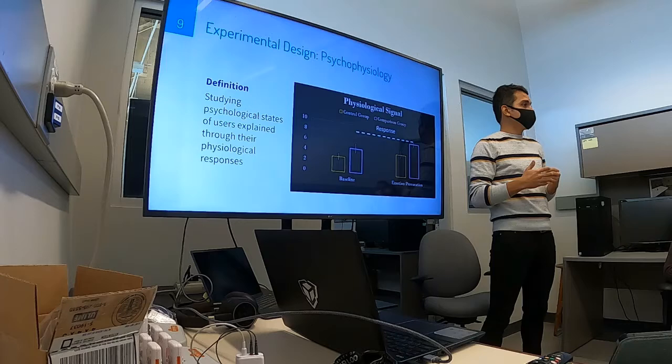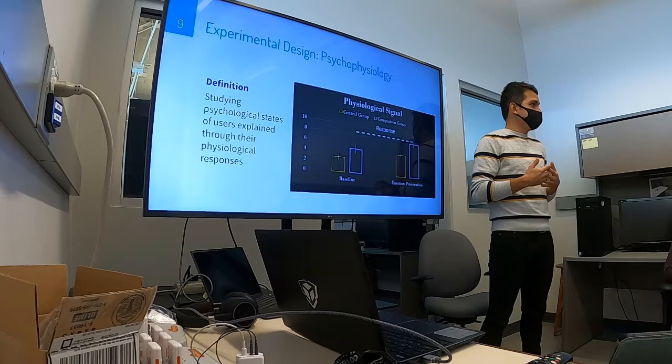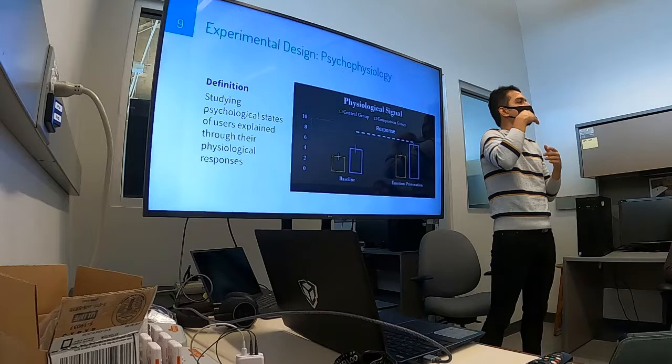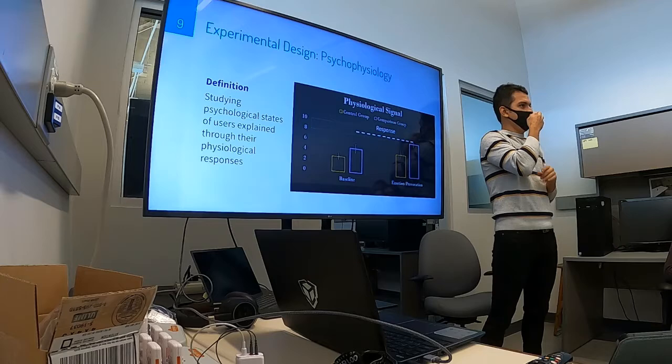A lot of the friends that I had that were using EEG were actually only doing experiments with males because of the hair. You put a lot of electrodes, and the more hair you have, the trickier it is to process the signals. But that's a very specific case for EEG.